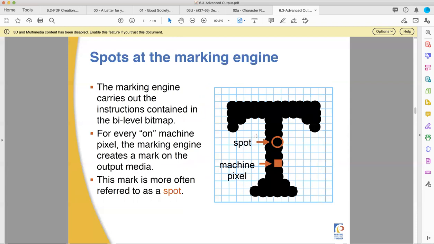Spots on the marking engine. So the marking engine takes these instructions from the bilevel bitmap, and for every on machine pixel, the marking engine creates a mark on the output media. We'll do on assuming that the lasers are going to make print area in this one. So each spot, as you can see on here, covers a machine pixel. And these spots are still about 1/2400th of an inch.